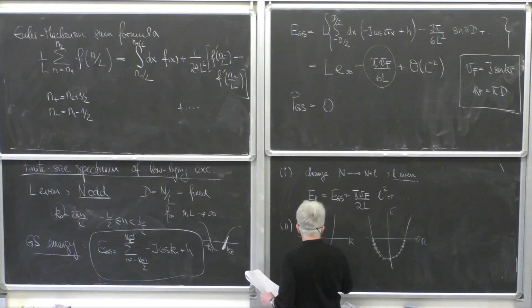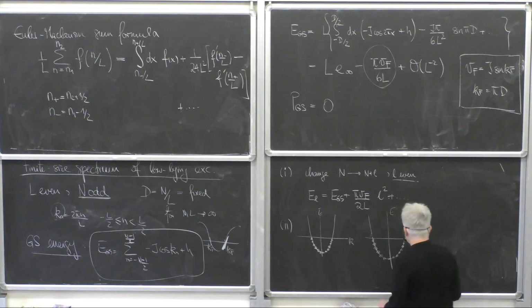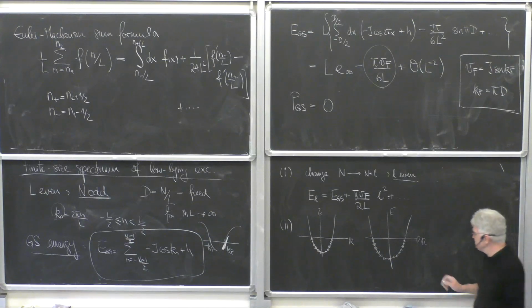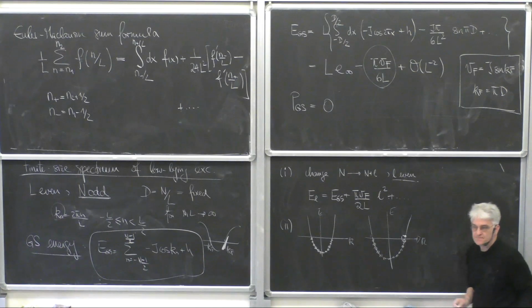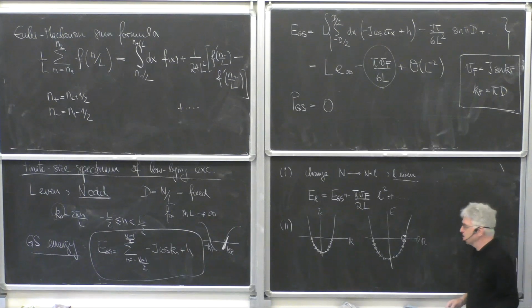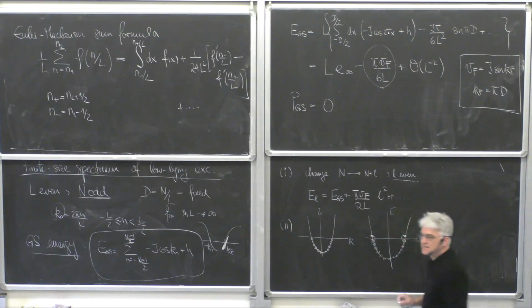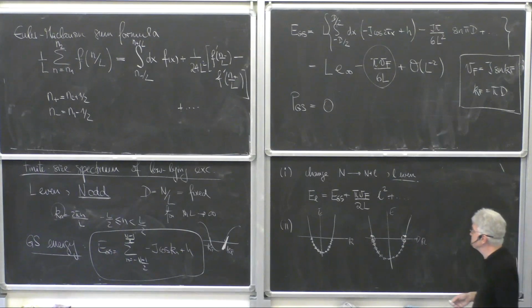But the more interesting excitations are like these. I can get a low-energy excitation by poking a hole here and placing the particle here. And I could also make a low-lying excitation by poking a hole here and placing it here. So that's one class of low-lying excitations I can make.